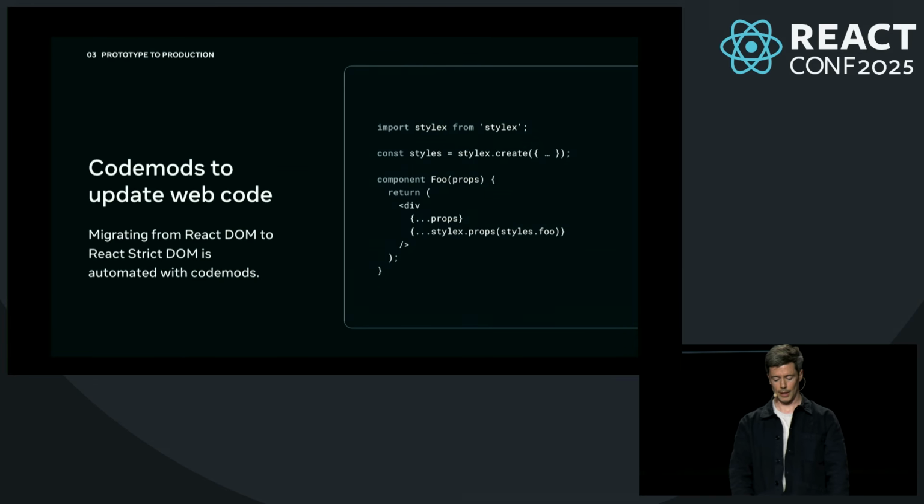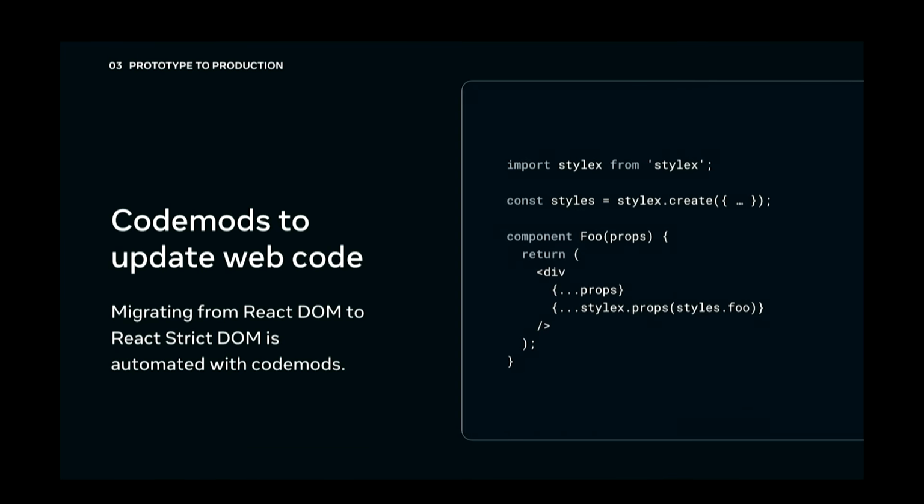All of this work to create a shared interface based on the web means that we can now easily transform lots of existing code and make it work on native. We use code mods to automatically convert React DOM to React Strict DOM. And while some manual refactoring is required for edge cases, code migration has been really easy to automate. And this was a key win over previous efforts that required mostly manual migration or re-implementation of components for native.